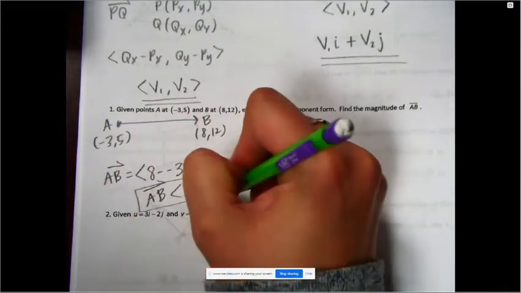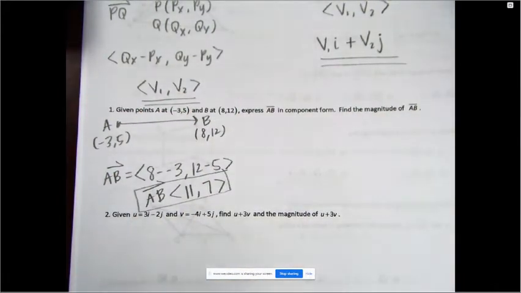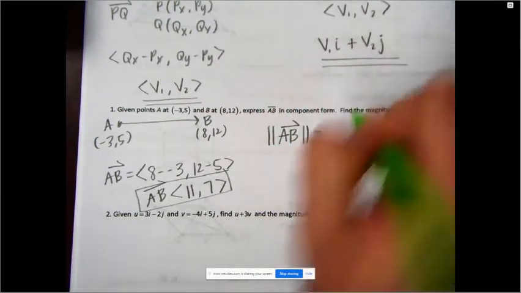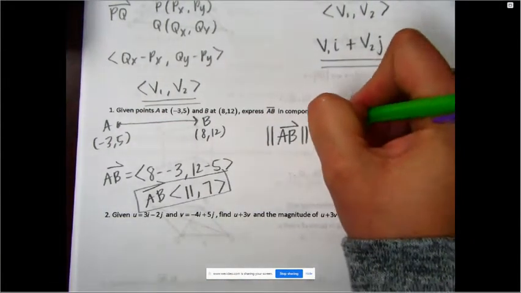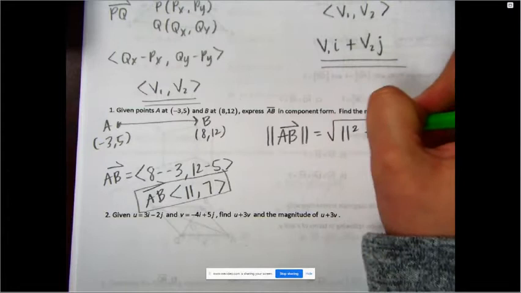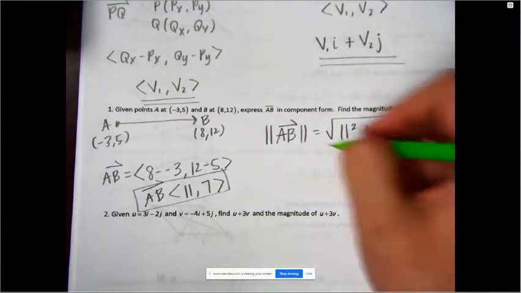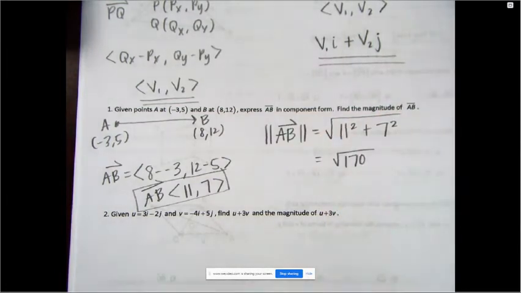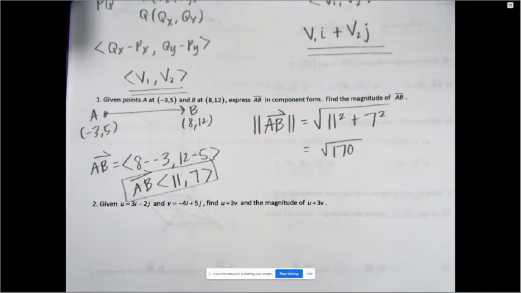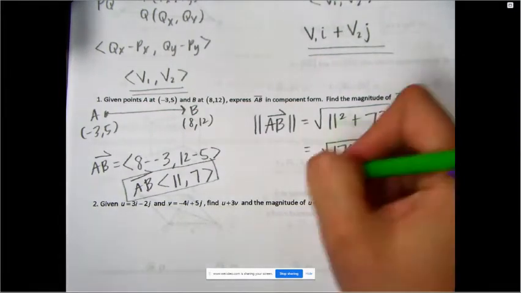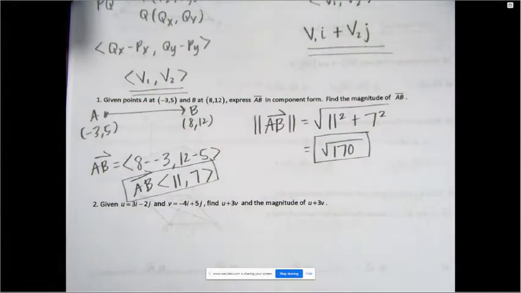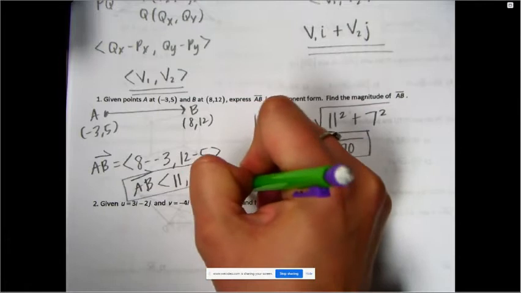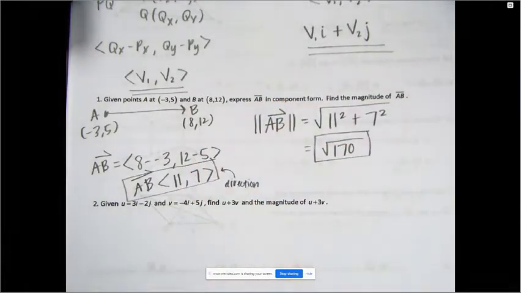Here is vector AB. Okay, but now to find the magnitude of AB, I'm going to take the square root of the X value squared plus the Y value squared. 11 squared plus 7 squared is 170. If I'm going to simplify that, that's only 17 times 10, so 17, 2, and 5 cannot be simplified. That's my answer. Remember, this component form is also considered direction, your X and Y direction.